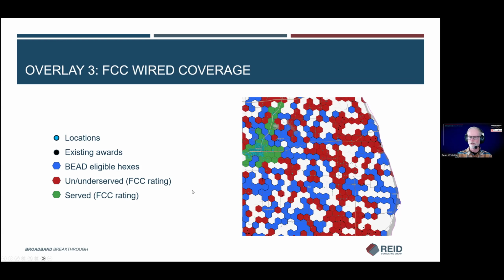So then we put down the provider's coverage for wired service. I simplify the colors for this. Again, the blue is still the BEAD areas. Anything that's green, someone is claiming wired service that's at least 100 by 20. Anything that's red is below that. And I don't bother to distinguish for this view between whether it's underserved or unserved. Either way, it would be eligible for funding.